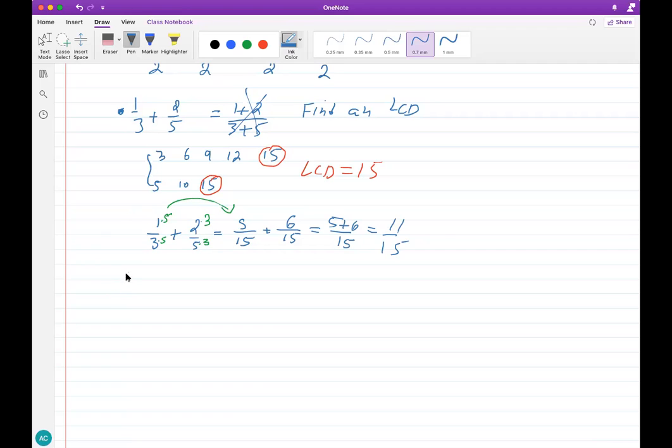Okay, let's look at another example. Maybe let's do some subtraction this time. Okay, so we want to subtract these two fractions. Can we subtract them right away? No, you've got to make a common denominator first. Exactly. So we have different numbers here. We're going to find the LCD first. What do you think the LCD is?